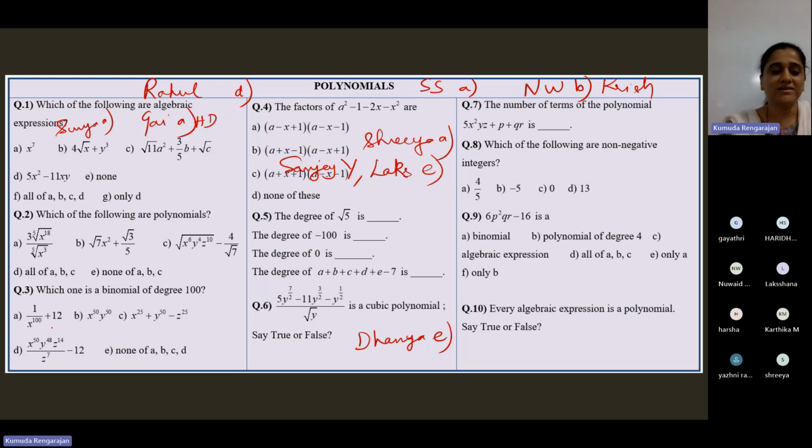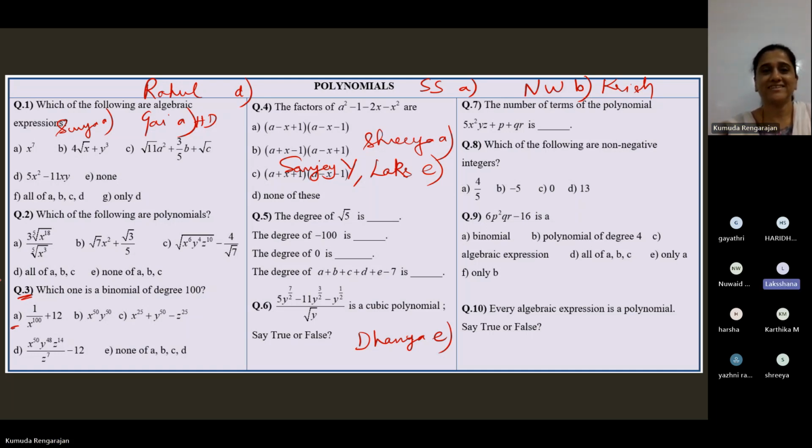So the first one is a binomial. Is it a binomial in the first place? Is the first one in question number 3, option A, a binomial? Yes, ma'am. Anyone with answer no? Because I'm saying no. No, ma'am. Lakshana. Why is it not a binomial?